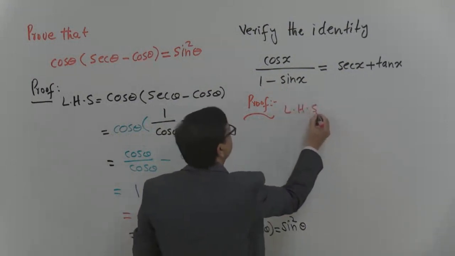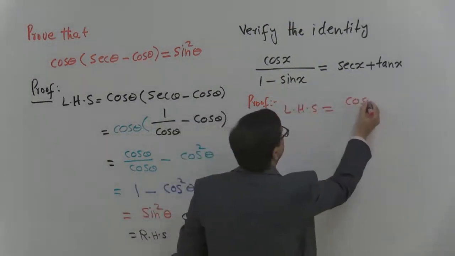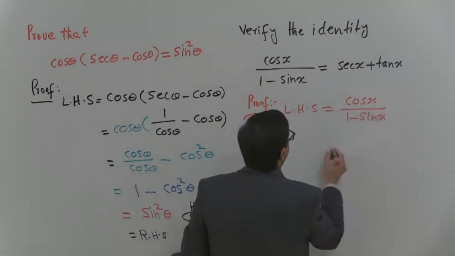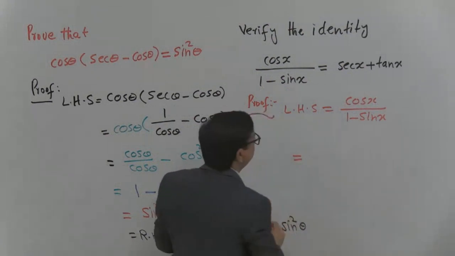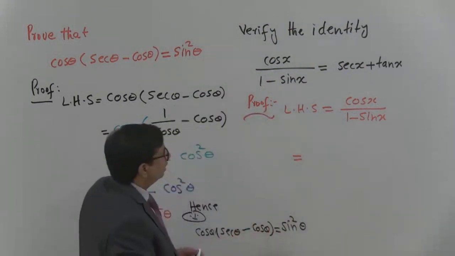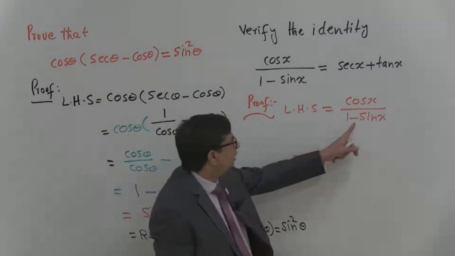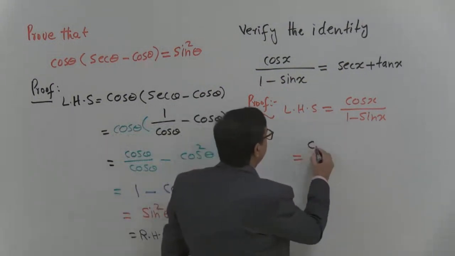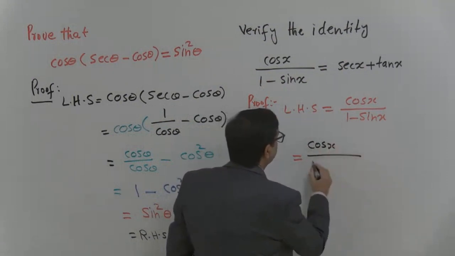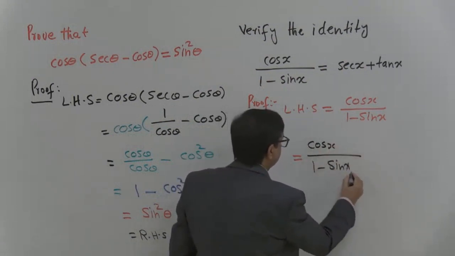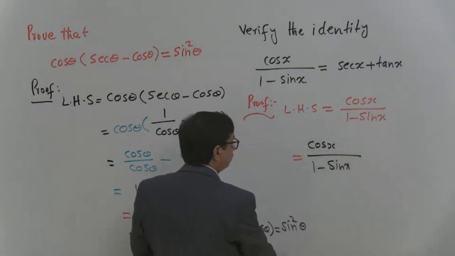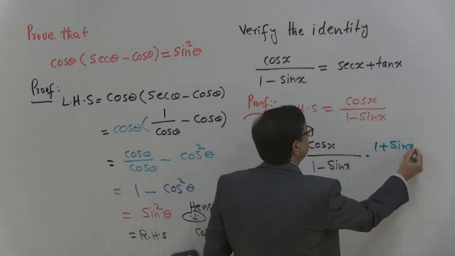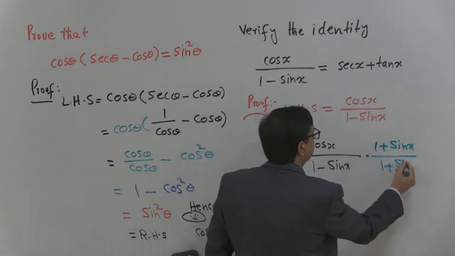Left hand side, which is cosine x over 1 minus sine x. So as I explained to you, we have to rationalize it. Rationalization means we shall change the sign, multiply and divide by the same. So this gives us cosine x over 1 minus sine x times 1 plus sine x over 1 plus sine x.